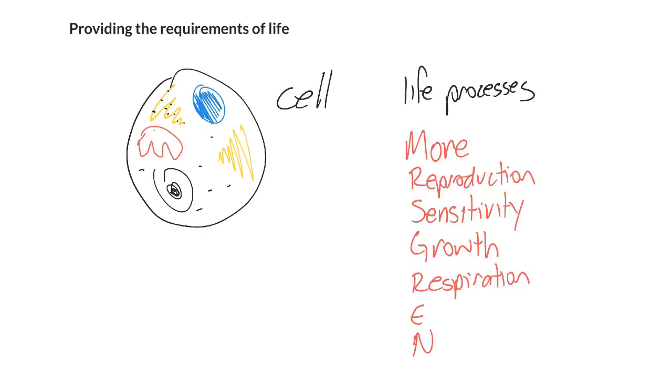All living things produce waste, and that waste needs to be excreted. So excretion is the next one. And finally, all living things need nutrients or nutrition.